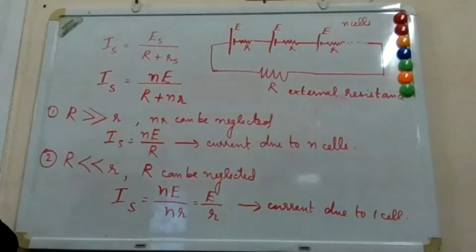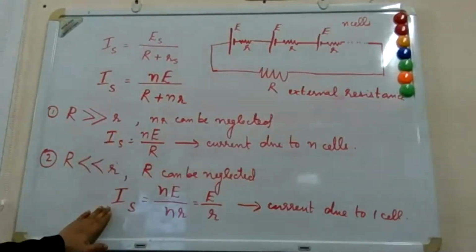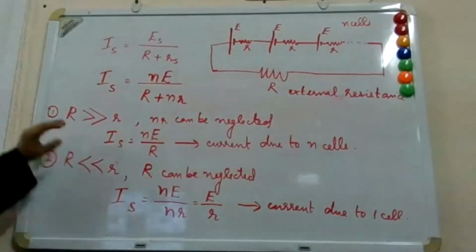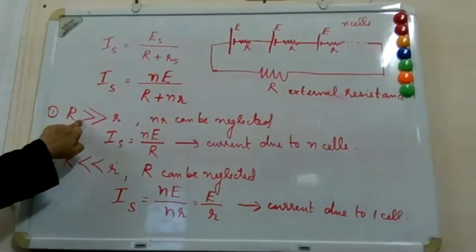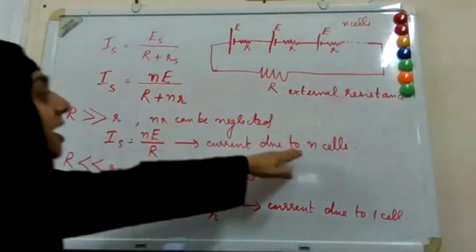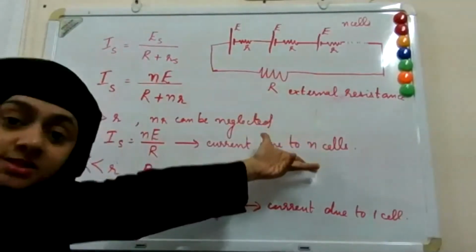But teacher, in the second case also we are getting the same current, right? No. First case, when external resistance is very large, the current will be n times if there are n cells.